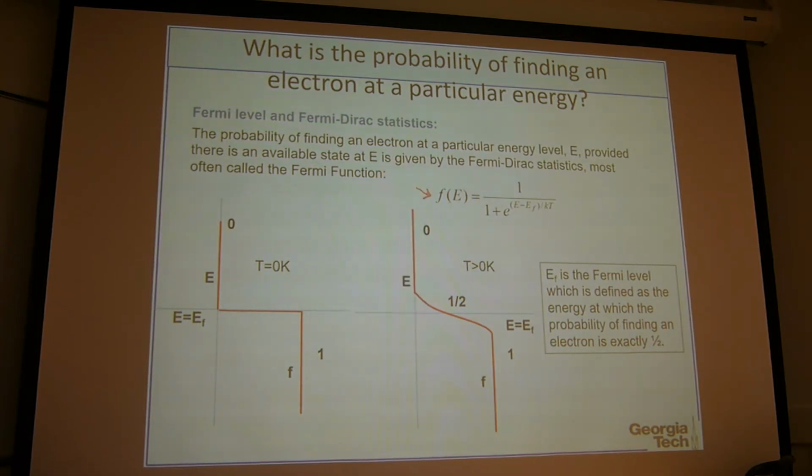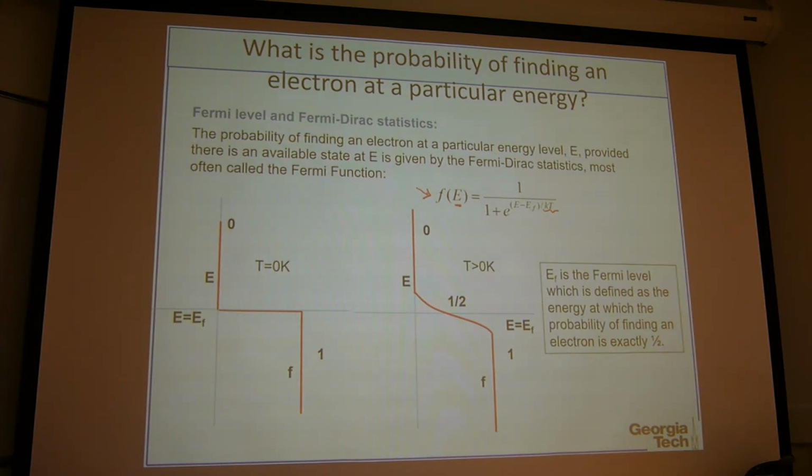It's a probability F as a function of energy level E, and is given by 1 over 1 plus exponential of E minus EF over kT. kT is the thermal energy. T is the temperature in units of Kelvin. K, this small k, is the Boltzmann constant. It's a physical constant.